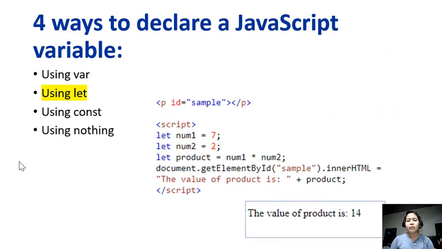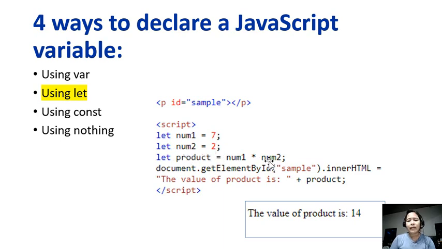Now let's move on to how to declare a variable using let. As mentioned already, let and const have only been available in the later versions of your browser, so you have to take caution in using let. In let, you have here an example, let num1 is equal to 7. Basically, you're just replacing the word var with let, and you have declared a variable called num1 with an initial value of 7, and another variable num2 with an initial value of 2.